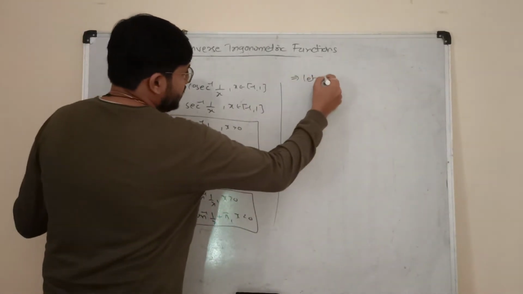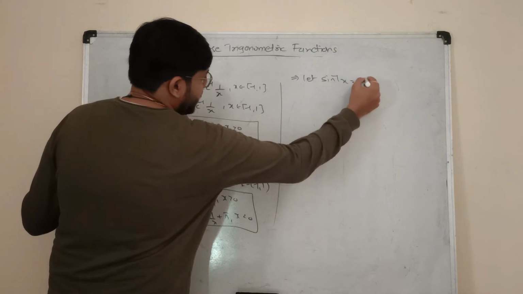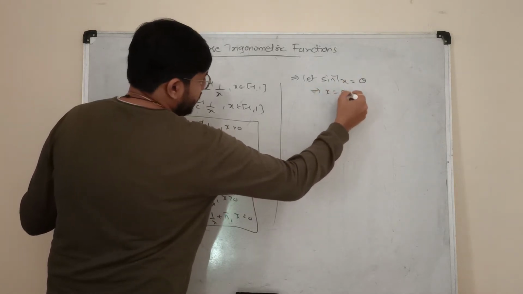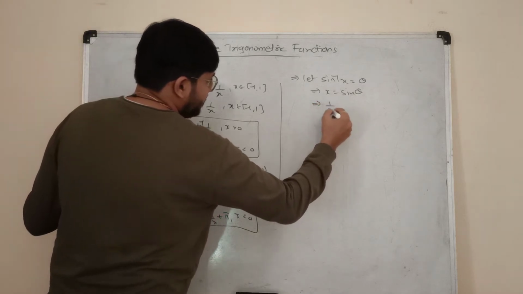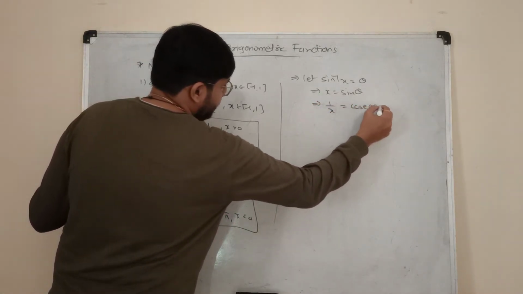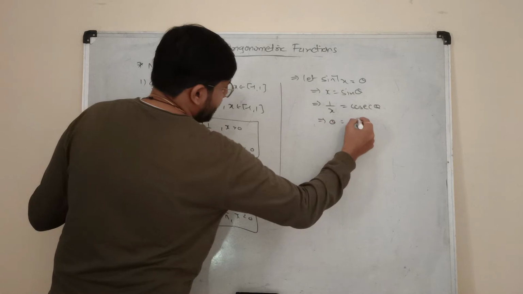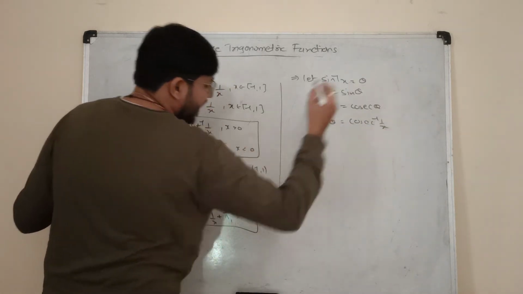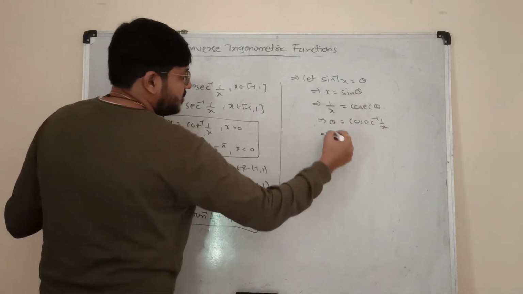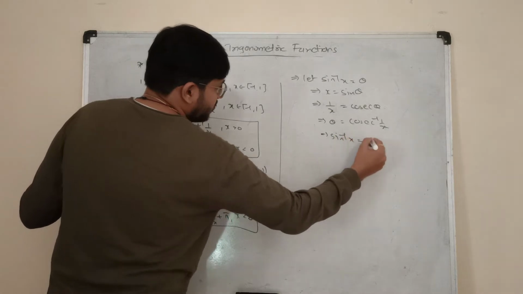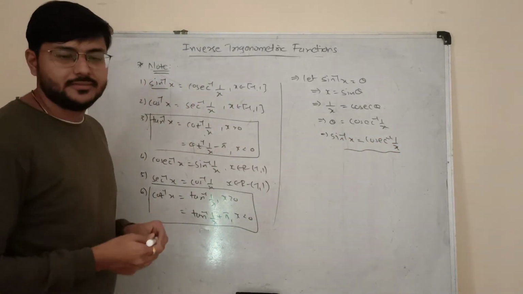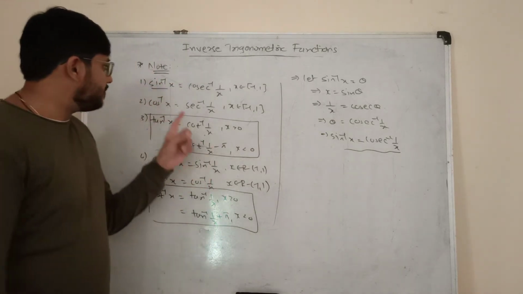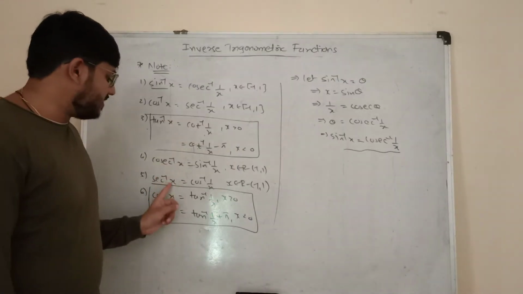So I assume that sine inverse x is theta. So x equals sine theta. Now we all know that if x equals sine theta, then 1 by x equals cosec theta. So theta will become cosec inverse 1 by x. And theta, we have already assumed, is sine inverse x. So we can convert sine inverse x into cosec inverse 1 by x. This is how you can get the proof for cos inverse as well as cosec inverse and sec inverse.